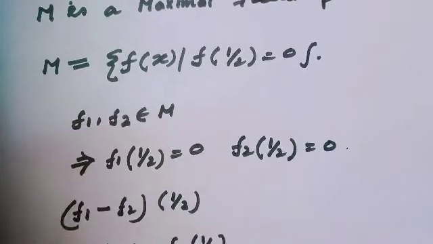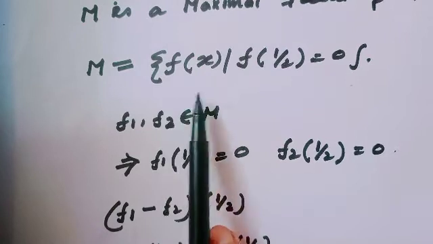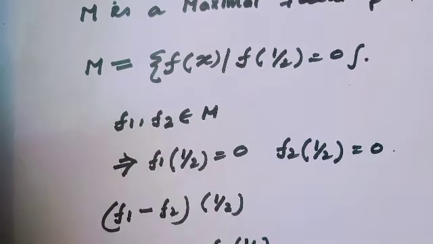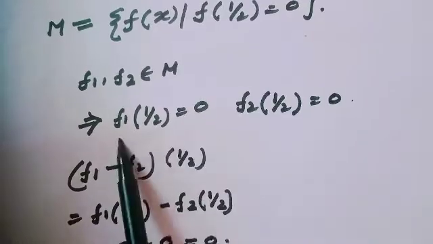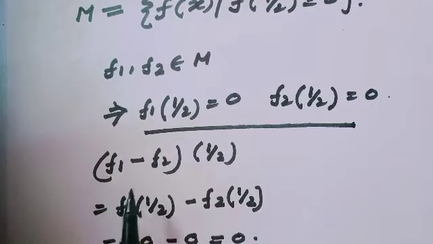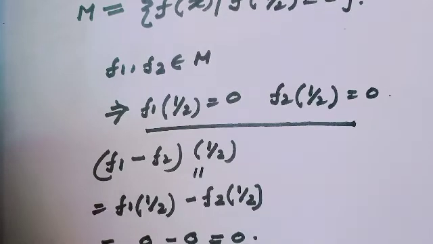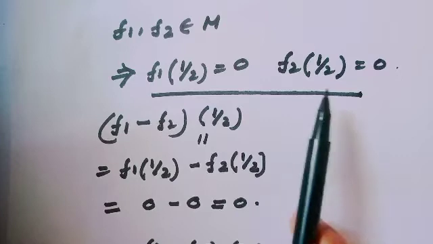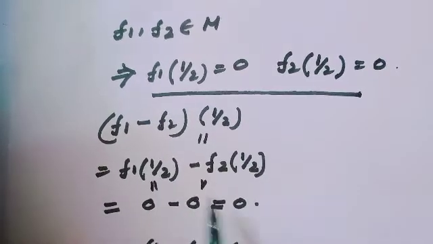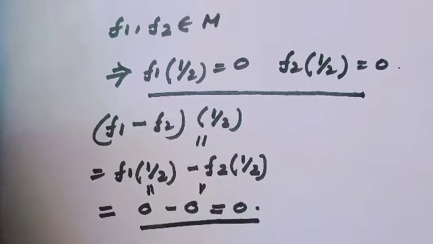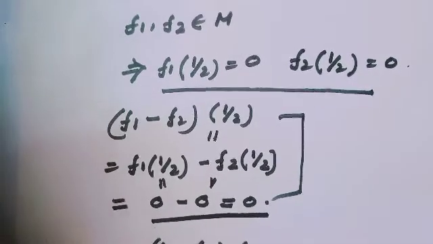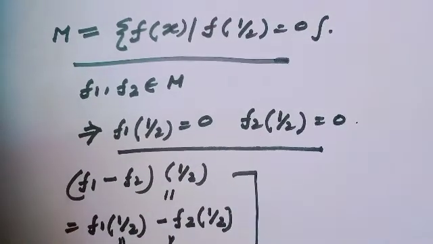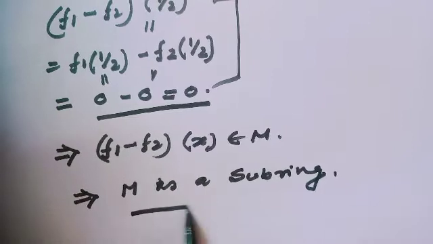At first, check whether it is a subring. Here the set looks like f(x) such that f(1/2) = 0. Consider two functions f1 and f2 which belong to this set, such that f1(1/2) = 0 and f2(1/2) = 0. Then (f1 - f2)(1/2) can easily be written, by the property of the function, as f1(1/2) - f2(1/2), and since f1(1/2) = 0 and f2(1/2) = 0, putting in these values, this equals 0. From this line, we can easily tell that f1 - f2 belongs to the set M. That means M is obviously a subring.